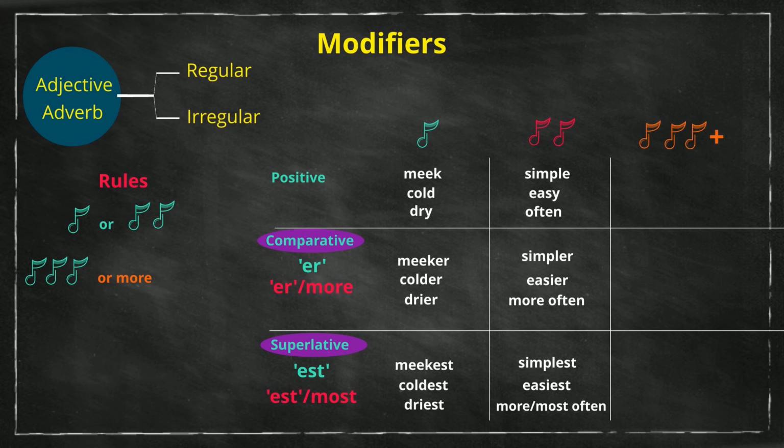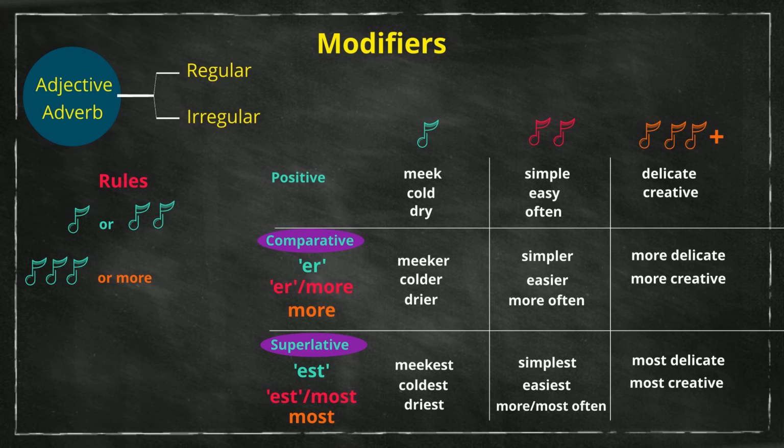Modifiers that have 3 or more syllables form the comparative degree by using more and the superlative degree by using most. For example, delicate, more delicate, most delicate. Creative, more creative, most creative. Carefully, more carefully, most carefully.